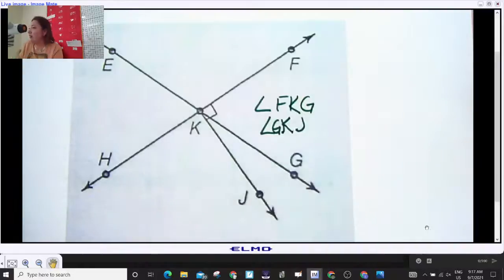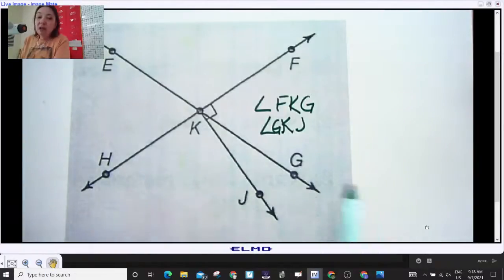K, J. I have the hardest time with J and G being in the same diagram, in my brain processing which is a J and which is a G. Anybody else have issues with that? Is that just me? Just me? Okay.